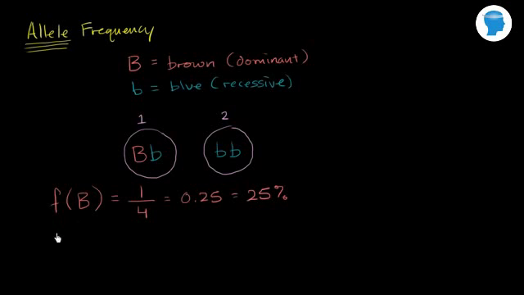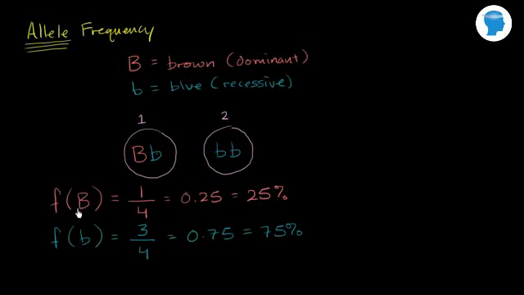Now we can ask ourselves the same question for the lowercase b allele. What fraction of the genes in this population code for or represent the lowercase b, the blue allele? Once again, I encourage you to pause the video and think about it. Very similar idea. There are four genes in the population that are coding for eye color. Of them, 1, 2, 3 code for the lowercase blue allele. So that's 0.75 or 75%. 75% of the genes code for the lowercase b, the blue allele, while 25% are the brown allele.